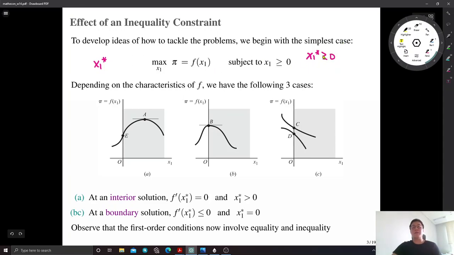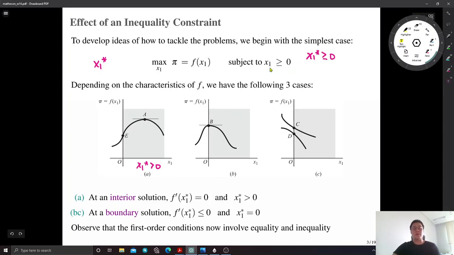So we have two possibilities. The solution may occur inside the region given by the constraint, at some positive value, as depicted by the first figure. So we have an interior solution in this case. The solution turns out to be strictly positive.